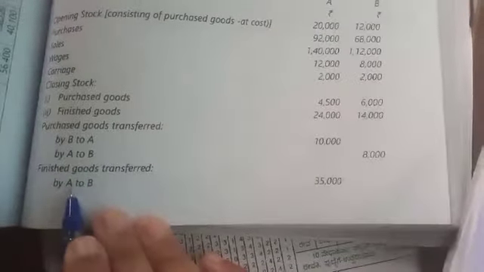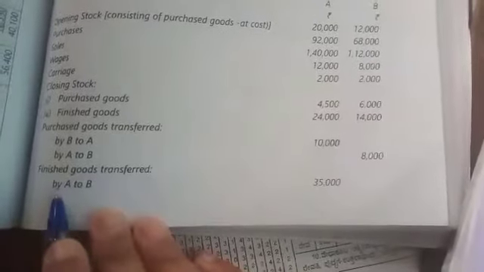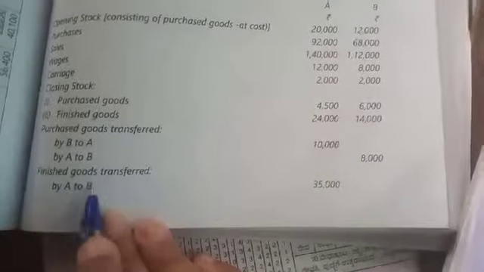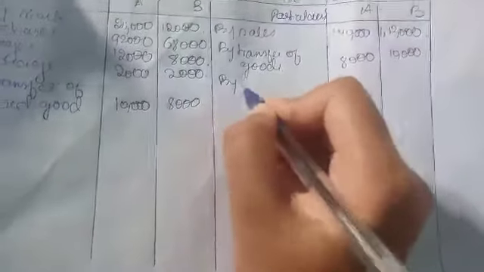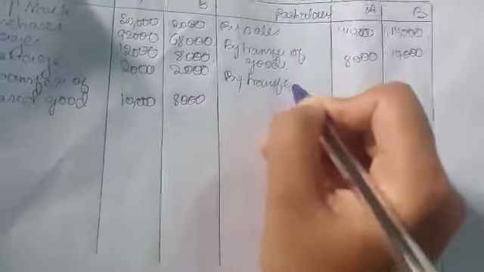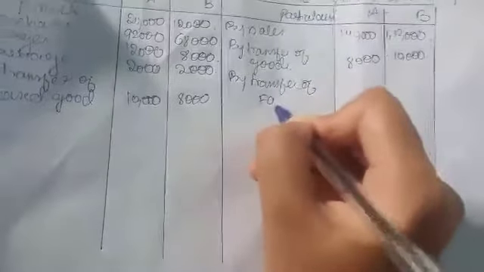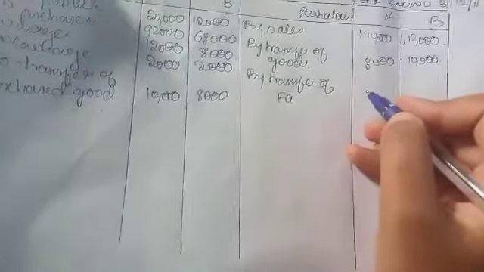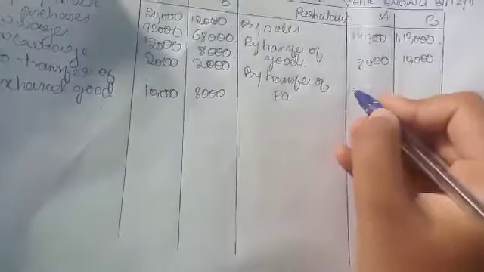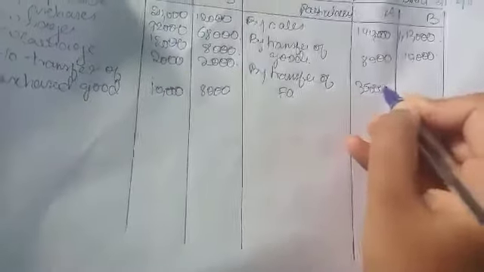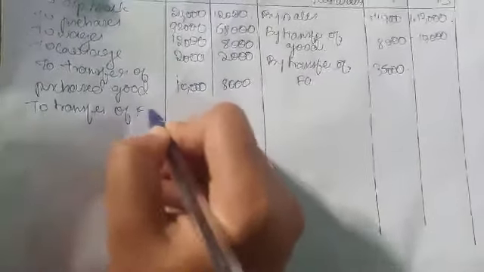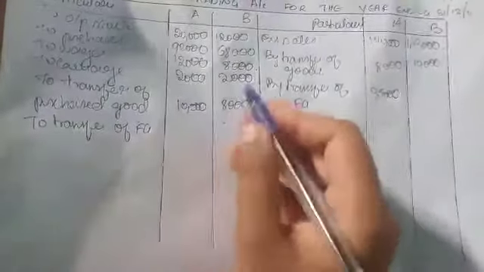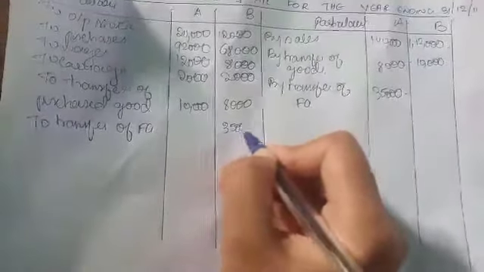By whom is it going? The finished goods are going by A to B. So we'll record by A. By transfer of finished goods, by A it is going. So 35,000. Here, to transfer of finished goods, to B it is going. So write it in the B column.